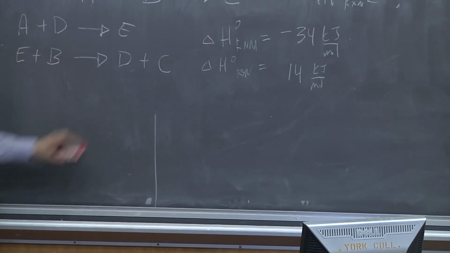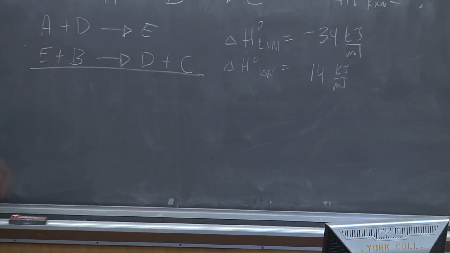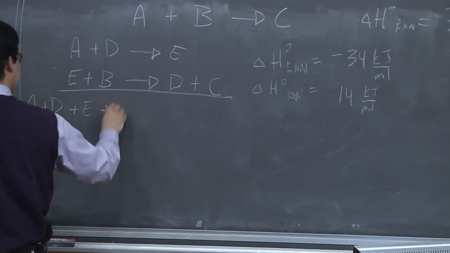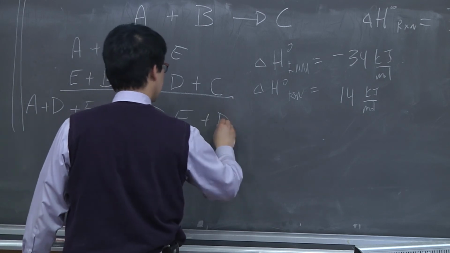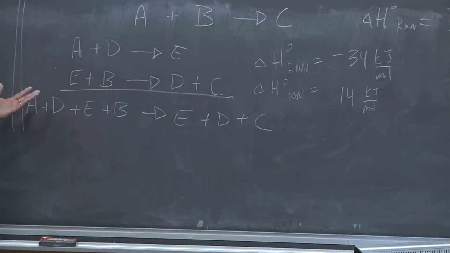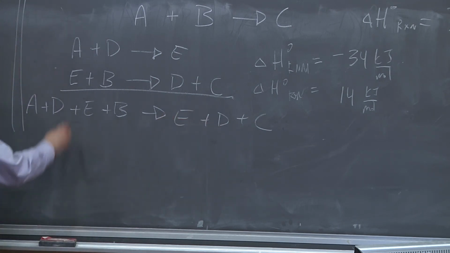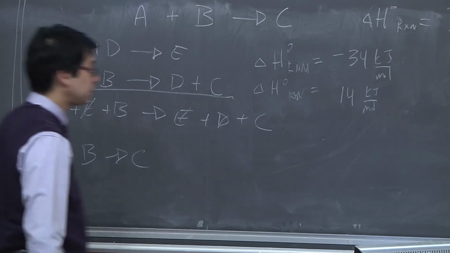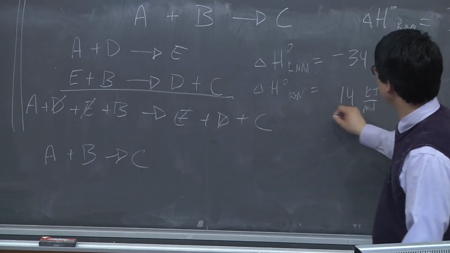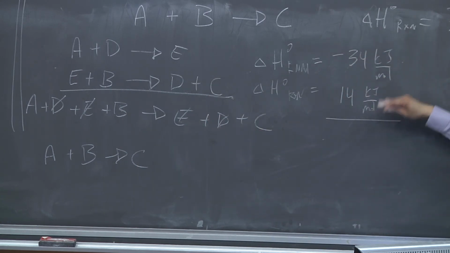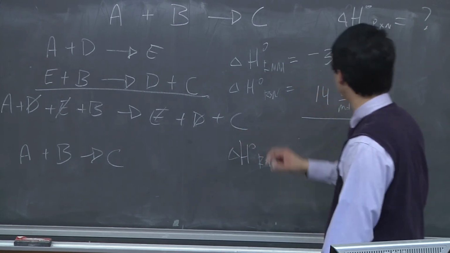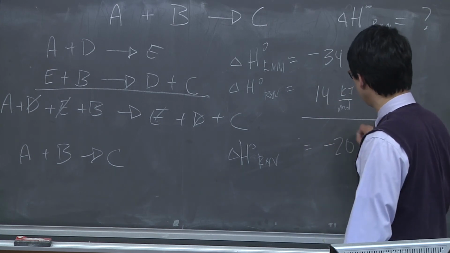I can add these two reactions together. If I add these two reactions together, what am I going to get? On this side, A plus D plus E plus B gives me E plus D plus C. But, very similar to what we did when we looked at ionic reactions, if you have the same thing on the left and on the right, they can cancel. So D and D go away, and E goes away. What do I have? A plus B gives me C. When I add the two reactions, because enthalpy is a state function, I also can add the delta H's. So I get negative 34 plus 14. The delta H of the overall reaction equals negative 34 plus 14 equals negative 20 kilojoules per mole.